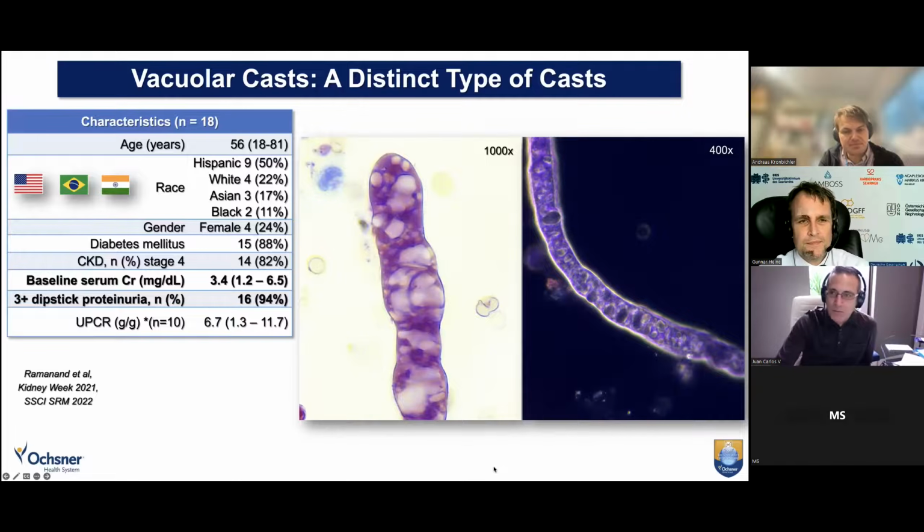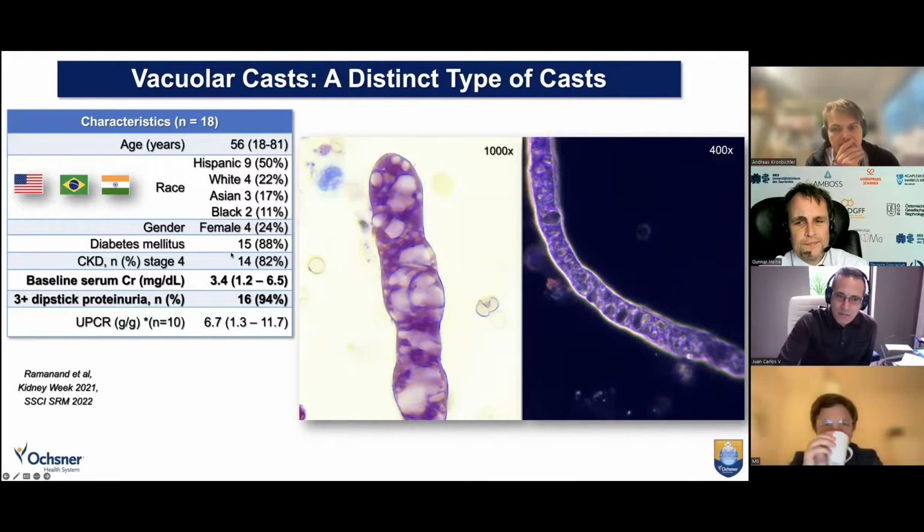And we have observed this cast, and we have seen some of our colleagues on Twitter posting images. So we have compiled a series of 18 cases from the United States, Brazil, and India, as you can see here. The overwhelmingly predominant factor is that these patients have severe proteinuria, advanced chronic kidney disease for the most part, most of them diabetic, with 3+ protein in 95% of the patients. So it appears to be sort of an ominous sign.